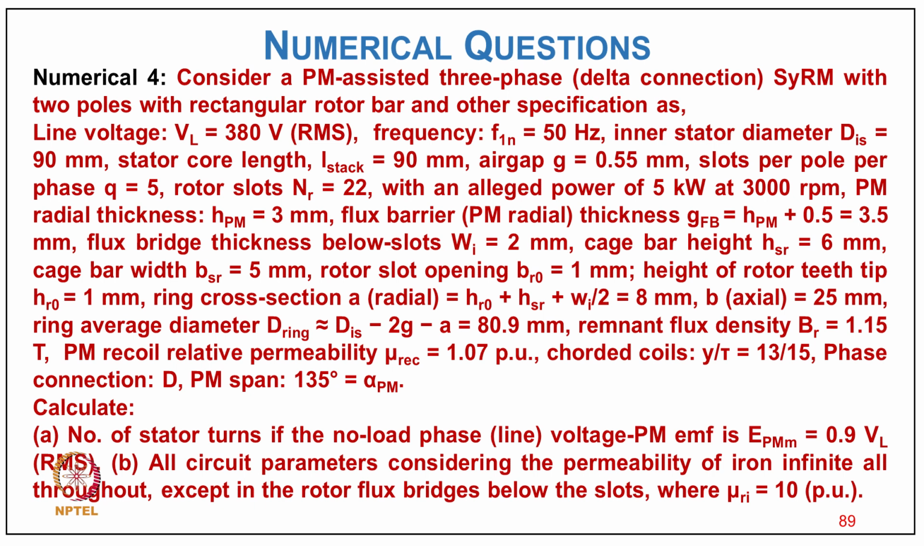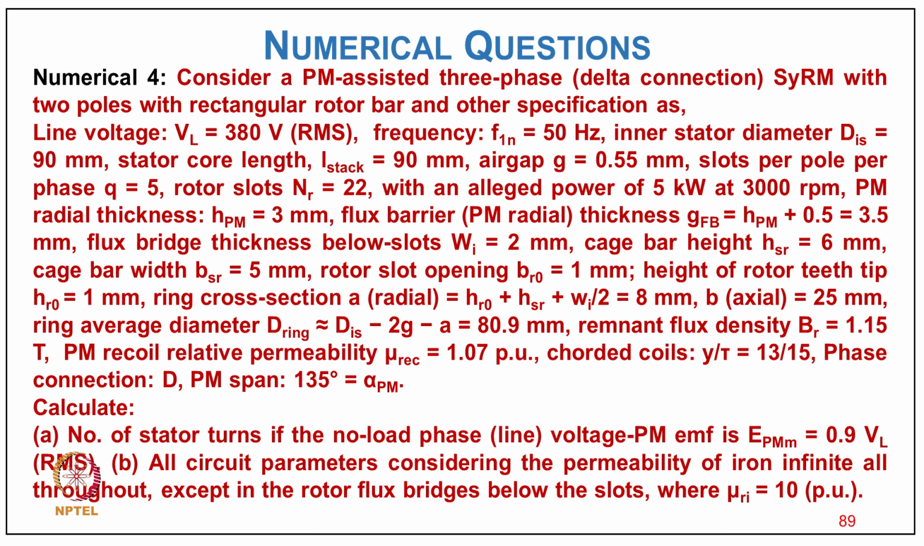flux bridge thickness below the slot WI equal to 2 mm, and rotor type cage, cage bar height HR equal to 6 mm, cage bar width BSR equal to 5 mm, rotor slot opening BR0 1 mm, height of the rotor tip HR0 1 mm, cross section radial HR plus HSR plus WI 8 mm, and B axial 25 mm, ring average diameter D ring equal to 80.9 mm, and remnant flux density BR equal to 1.15 Tesla.